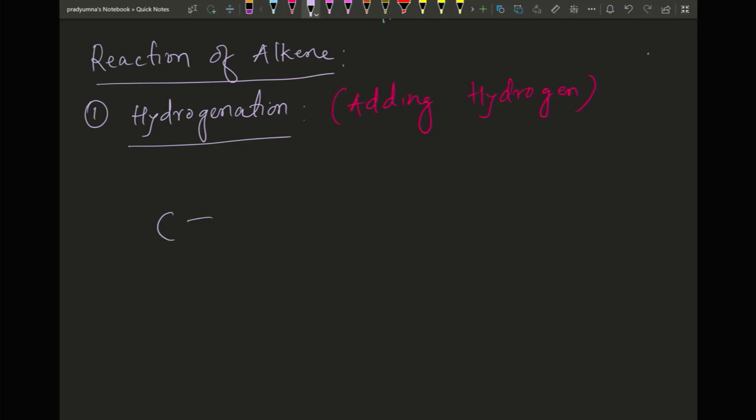So let's say we have C double bond C, and then we have hydrogen. So what is the name of this one? We have two carbon atoms, so that's eth, and this is a double bond, so that's ethene. So what's going to happen if we add hydrogen to this molecule? What is hydrogen? Hydrogen is a gas, and hydrogen gas is made up of two hydrogen atoms, right? So it's made up of two hydrogen atoms.